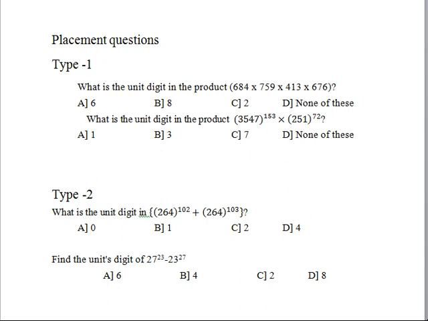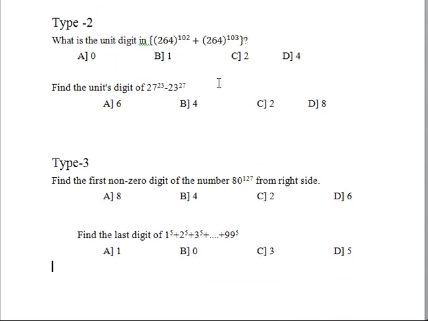Now let us take the next question. In this we have the plus sign and the minus sign here. We'll solve these. It is given: what is the unit digit in 264 raised to power 102 plus 264 raised to power 103? Now 4 is the last digit and the cyclicity of 4 is 2. That means the cycle will end if it is divisible by this. So the cycle of 4 is 2.